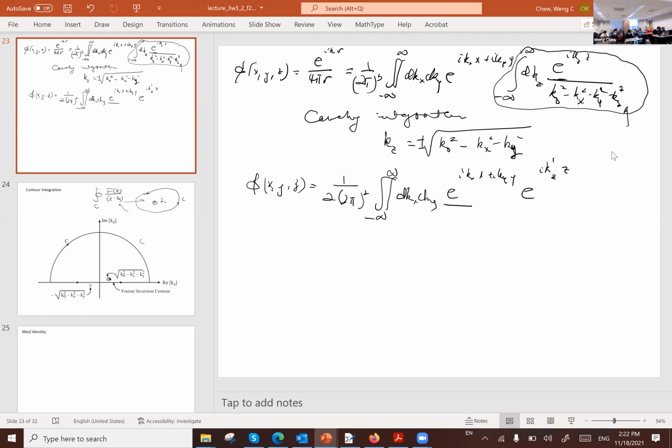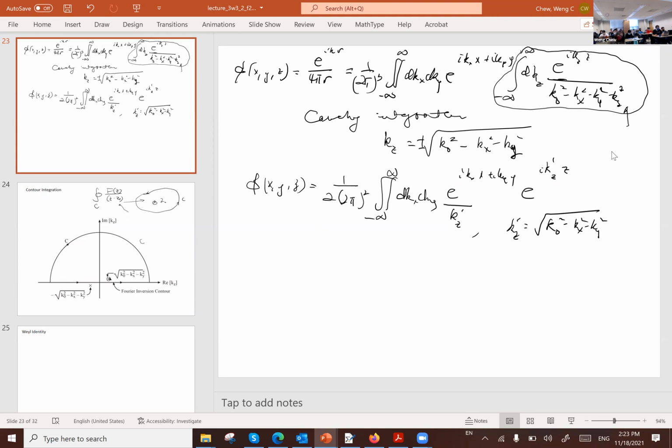And then you will have this evaluation coming to kz prime. The kz prime is equal to k0 squared minus kx squared minus ky squared. So kz prime is the value of kz right at the pole location. And if you set your kz to be equal to kz prime, you're essentially just integrating around the pole location.